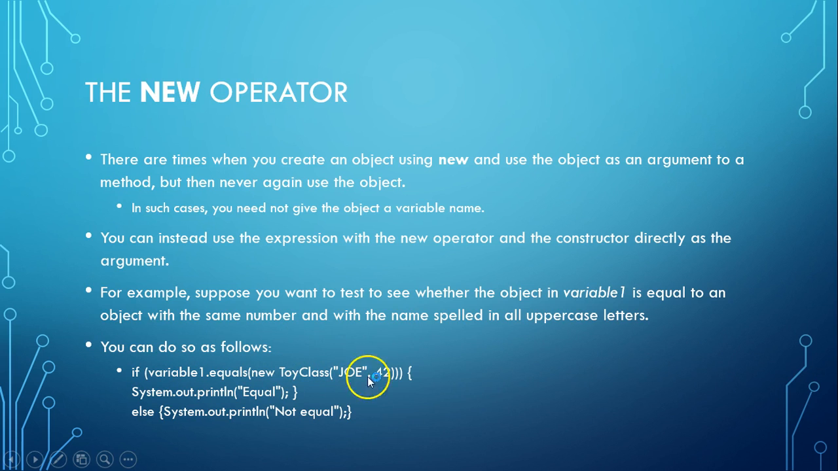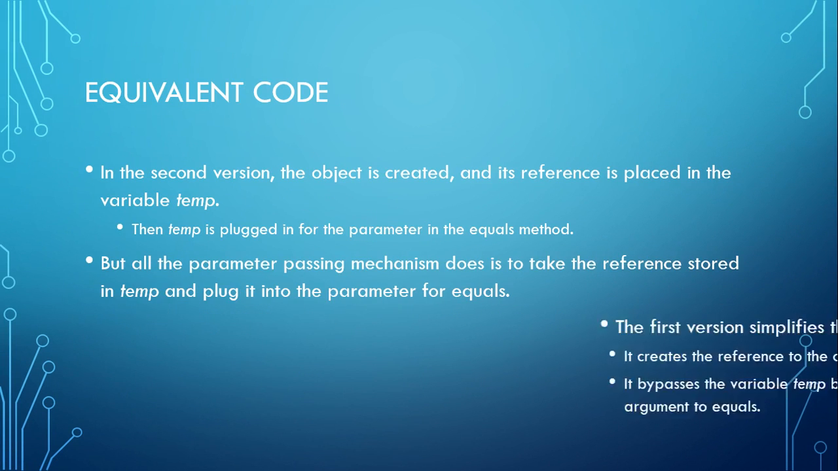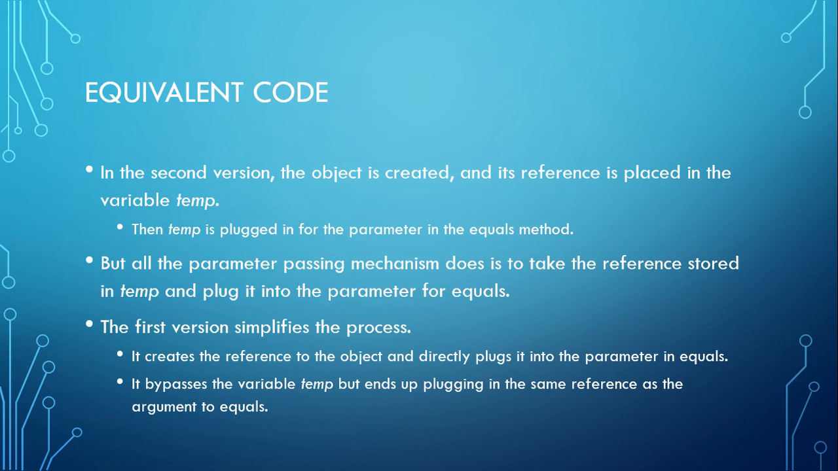If you notice, rather than creating a variable named temp, we just plugged that second half of the constructor, the new ToyClass piece, in there, and just tested that little snippet right there. So kind of a nice little shortcut. Now if you wanted to use temp for something, you would still have to go and create temp. But in terms of just testing for equivalency, this is the way to do it.